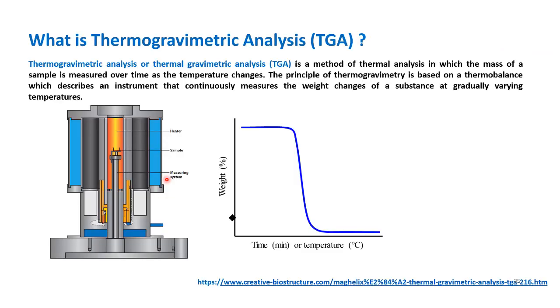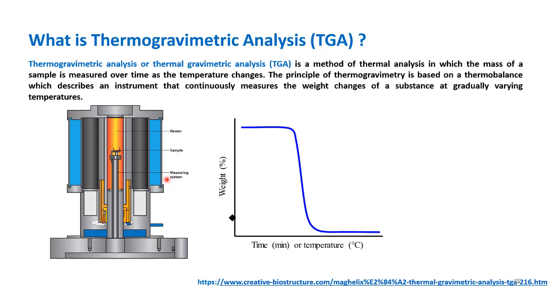Next is thermogravimetric analysis (TGA), also called thermal gravimetry analysis. It is a method for the thermal analysis of polymers, in which the mass of the sample is measured over time as the temperature changes, or with time also. We can keep the temperature constant and vary the time to check the weight loss, or we can even keep on reducing the temperature with time, and we can observe the weight loss.